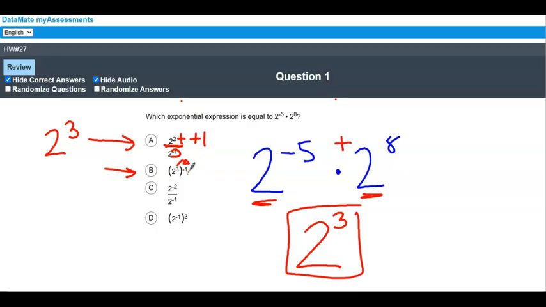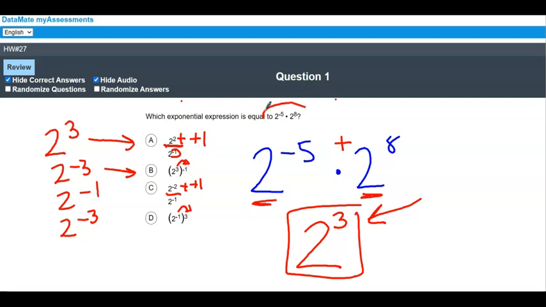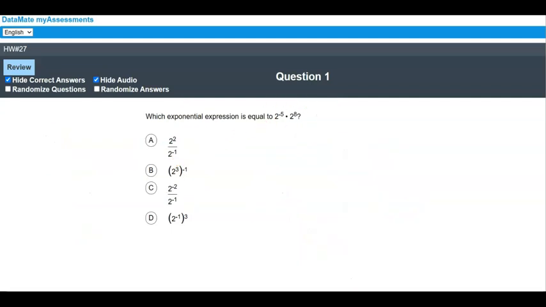For option B, we have a power raised to a power. And when we do that, we multiply, which is going to give us 2 to the negative 3rd. Letter C is another quotient of like bases, so we're going to subtract the powers, but negative 2 minus negative 1 is 2 to the negative 1st power. And again, for option D, we're going to multiply, and we're going to get 2 to the negative 3 power. So the only one that matches the original question is option A. So that would be the correct answer for this problem.